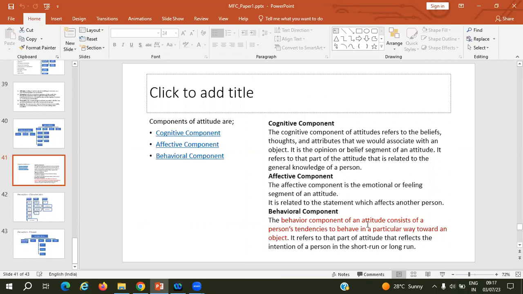beliefs, thoughts, and attitude that we would associate with an object.